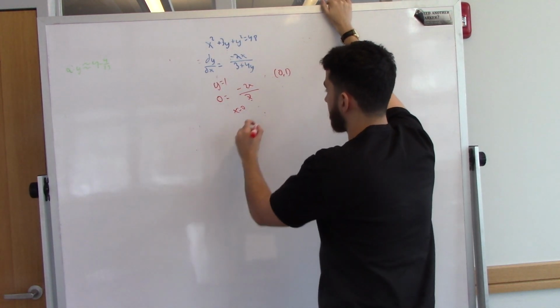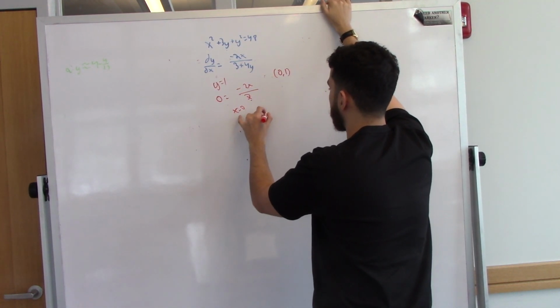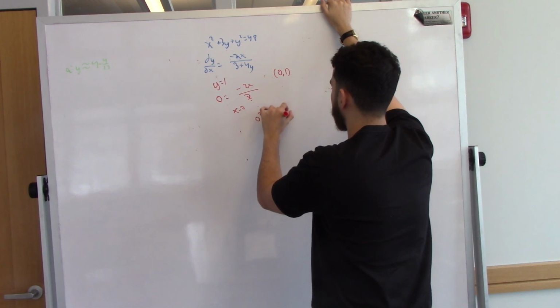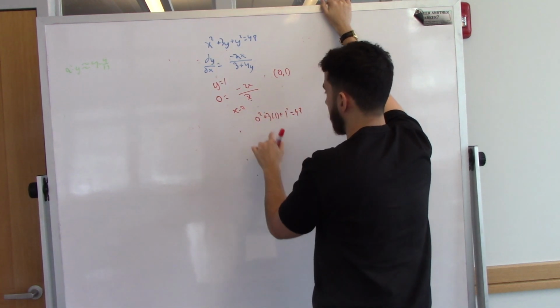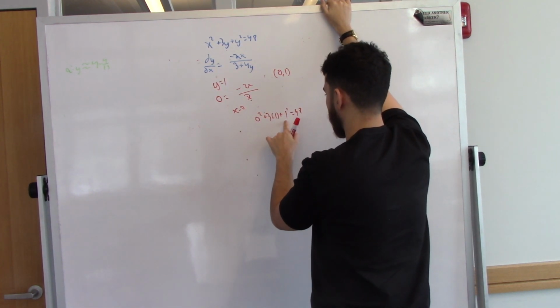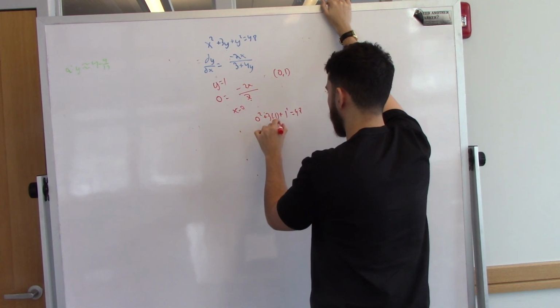Okay, let's just plug it in. We get 0 squared plus 3 times 1 plus 1 squared equals 48. 3 times 1 is 3. 1 squared is 1. So you get 4 equals 48.